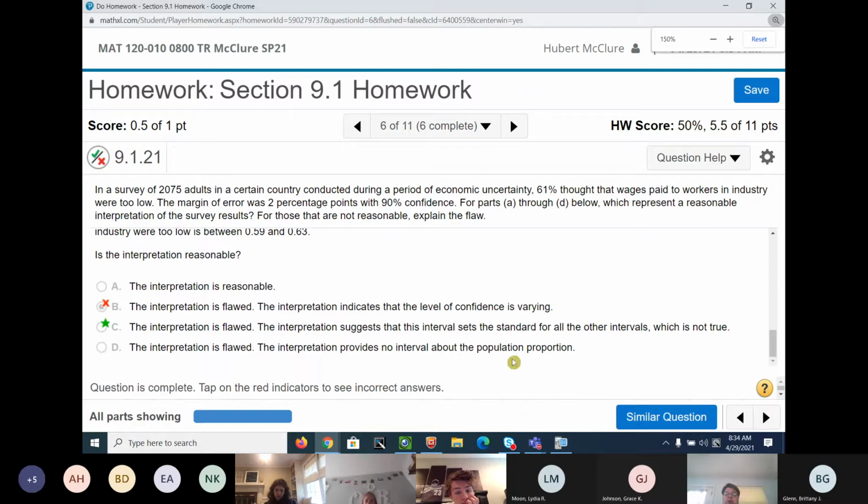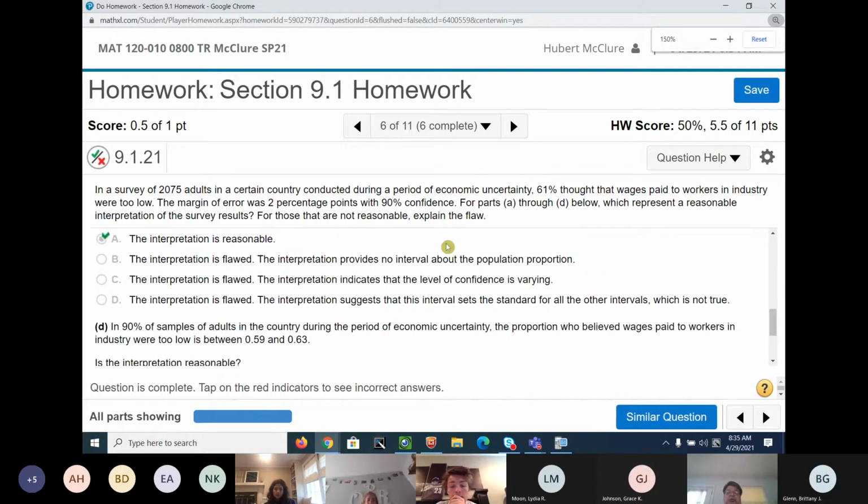This is a Philadelphia lawyer question. They believe that the interval sets the standard. What did I tell you sets the standard for the question? What sets the standard? I just highlighted it. I need somebody to tell me what I just highlighted. 90% confidence. The confidence level, write that down again. The confidence level dictates the question, not the confidence interval. This is the confidence interval.